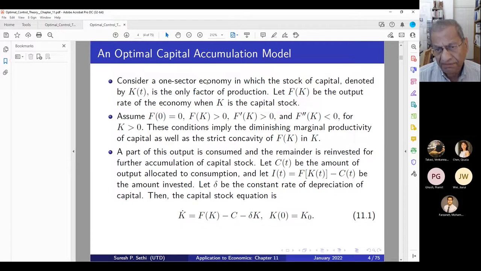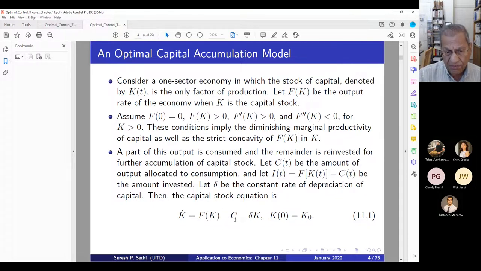Okay, so consider a one sector economy in which the stock of capital is K of t at time t. It's capital, only one factor. And given the capital K, I will have an output, which is given by F(K). If there's no capital, there's no output. If there's capital, there's a positive output. If the capital is increasing, then the output is increasing, but at a slower rate, so F double prime is less than zero. So it's a concave increasing production function, they call it. That also means diminishing marginal productivity of capital, which is a standard assumption in growth theory.